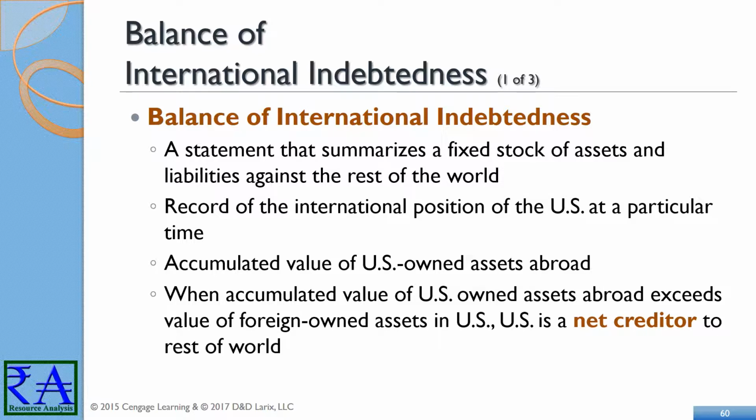When the accumulated value of the U.S.-owned assets abroad exceeds the value of foreign-owned assets in the United States, the U.S. is considered a net global creditor. When the reverse happens, the U.S. is considered a net global debtor.